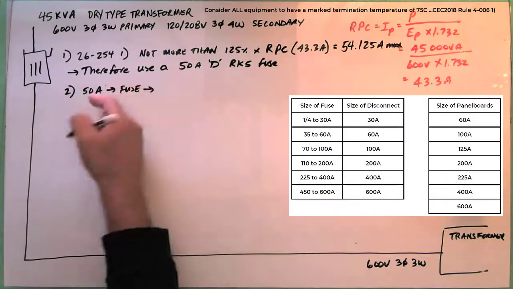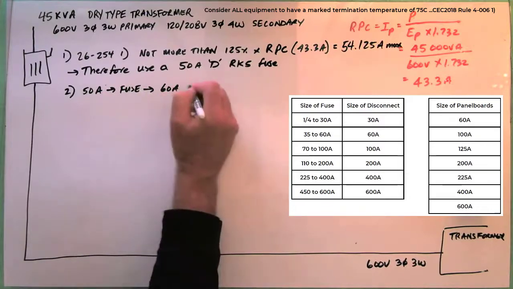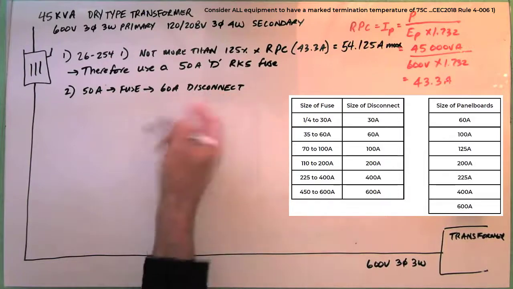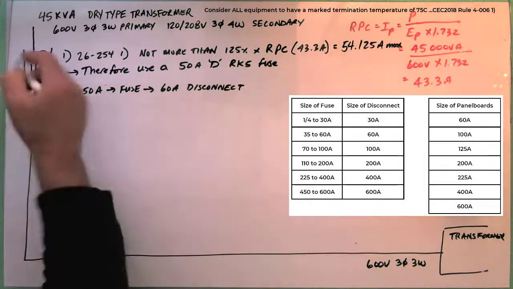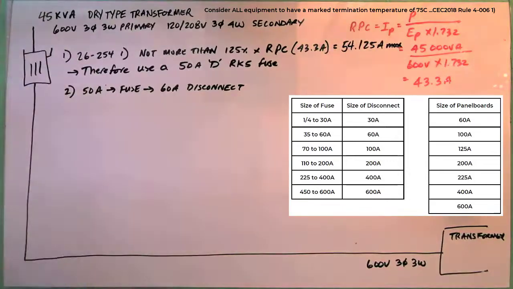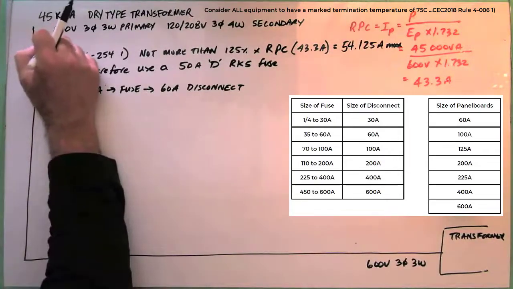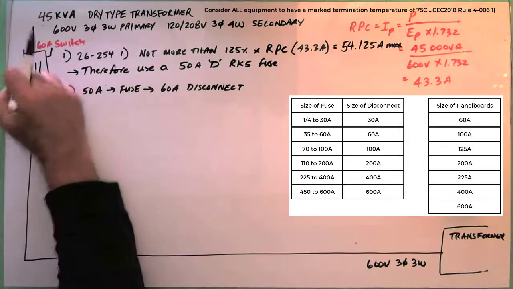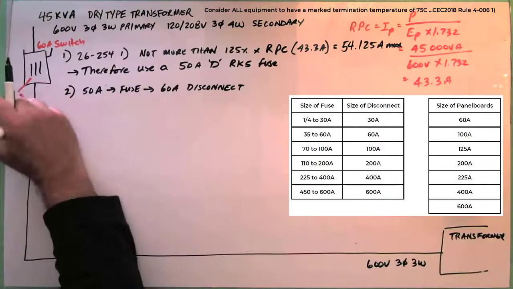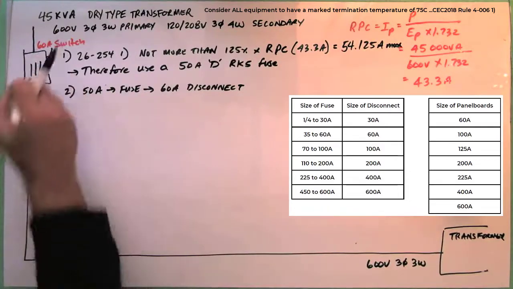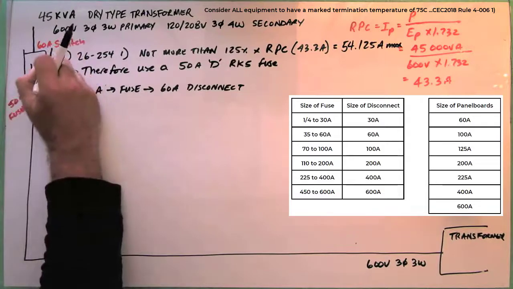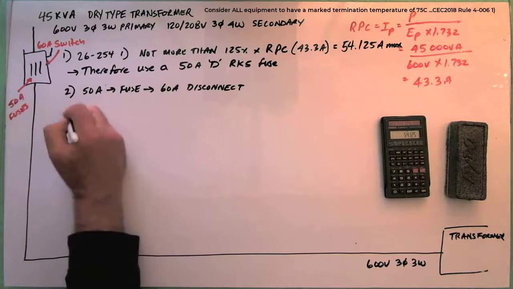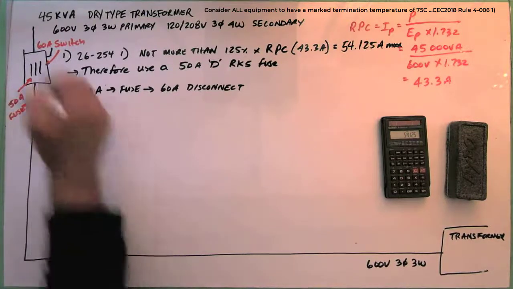What size disconnect? 50 amp fuse, 60 amp disconnect. There's nowhere in the code that tells you that. So this is going to be a 60 amp disconnect switch, and these are 50 amp fuses in here. And this is a 60 amp disconnect. So I'm not going to go to 3, I'm going to jump over to 4. 4A is over here.